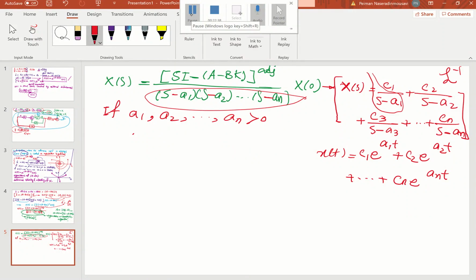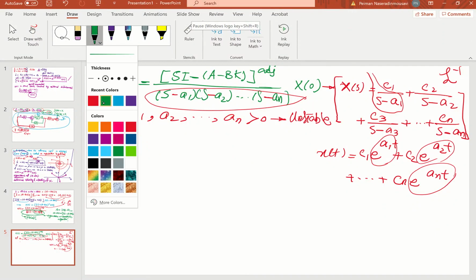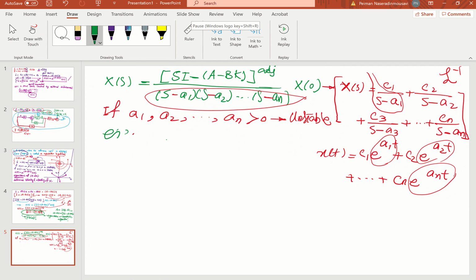So if A's are positive, each of these gonna increase, and your system becomes unstable. So you get this. So your system is unstable. So the take-home message is this, guys. If the eigenvalues are positive, your system is unstable. But if, let me change the color.